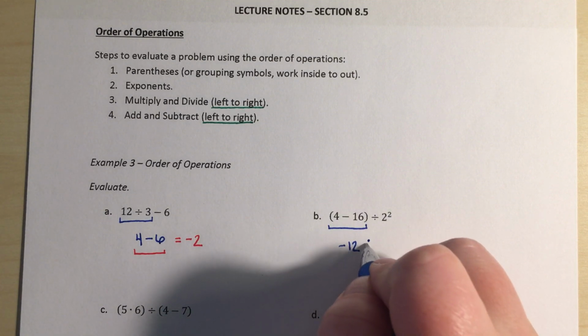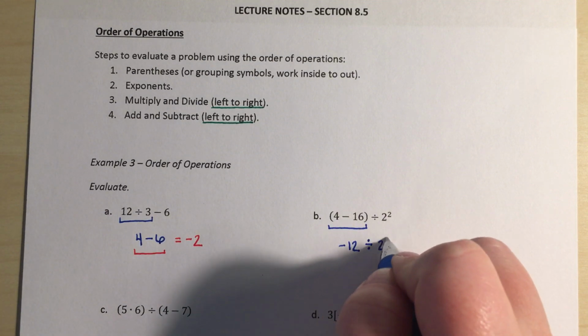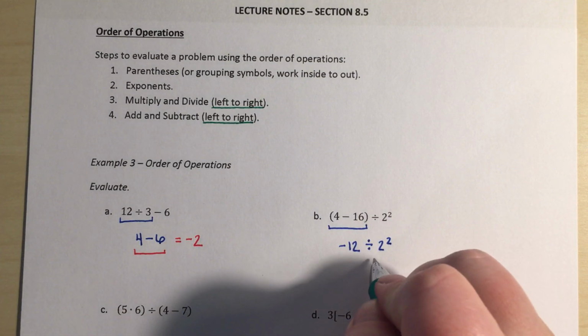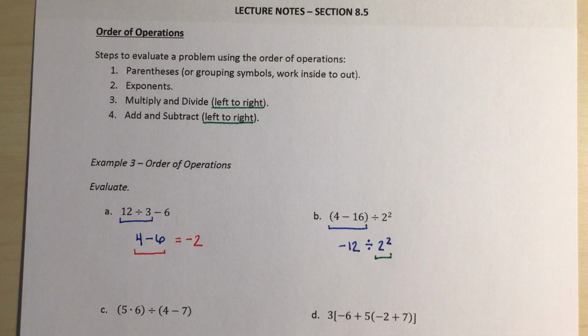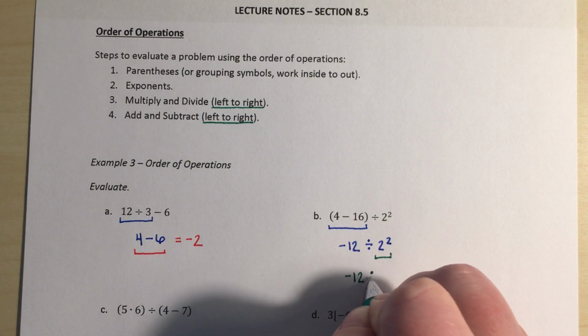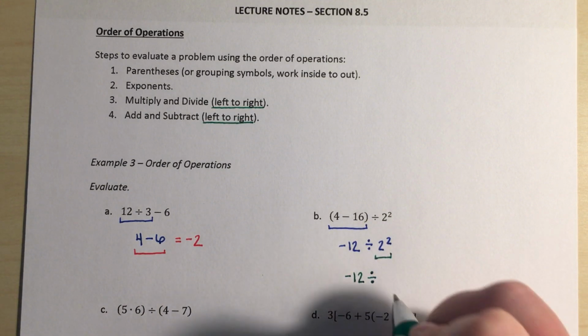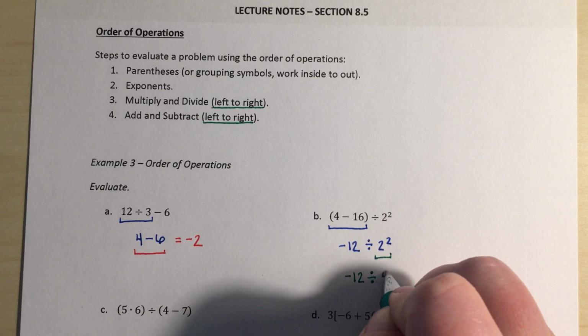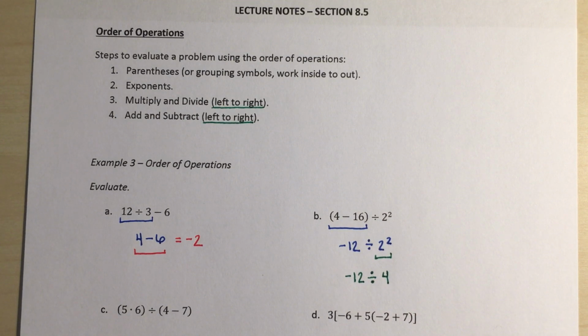And then we're going to divide this by our 2 squared. Now that we've finished with our parentheses, we are going to do our exponents, because that's step 2. So we're going to evaluate 2 squared. Our negative 12 isn't going to change. Negative 12 divided by, well, 2 squared is 2 times 2. 2 times 2 gives us 4.